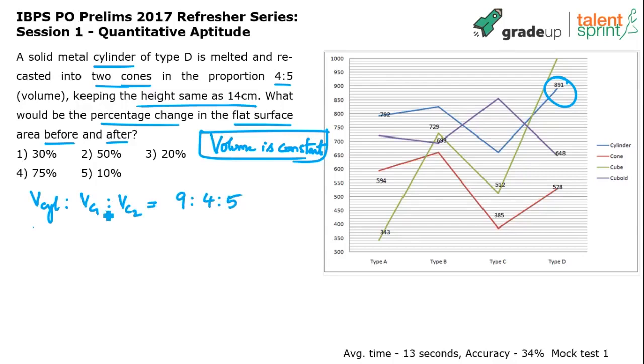Simple. Because volume of cone 1 and cone 2, 4:5 is directly given to us. Volume of cylinder will be the total of these two. So 4 plus 5, 9. That's it. I don't have to worry about the absolute value. I can just play with this ratio here. Now find out what is the volume of a cylinder.